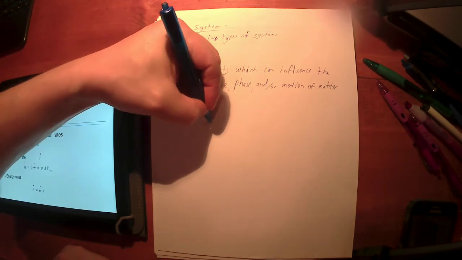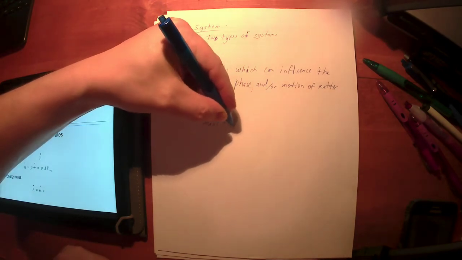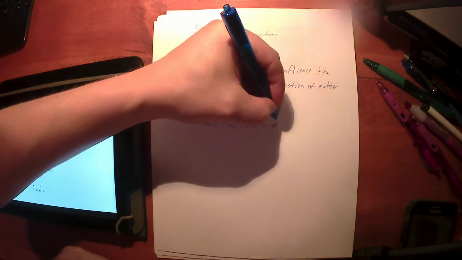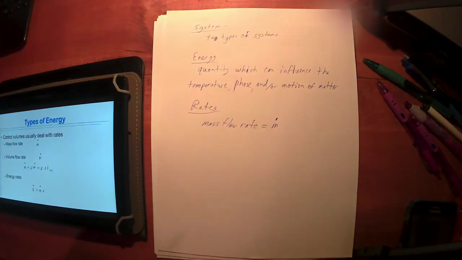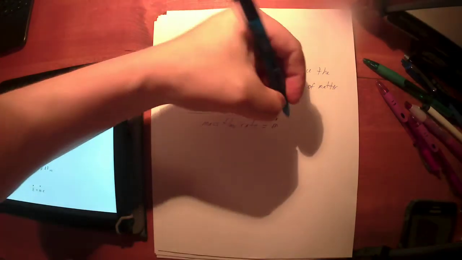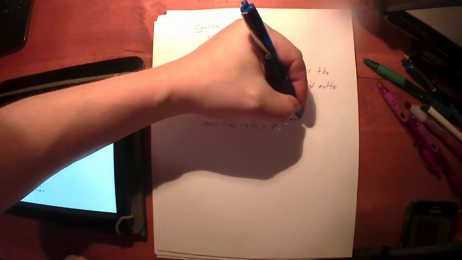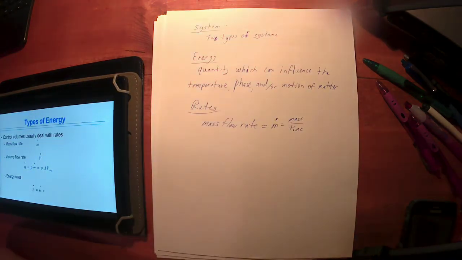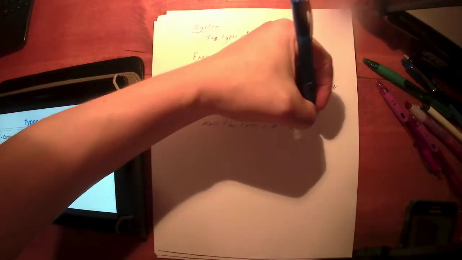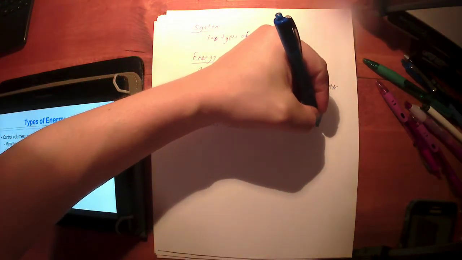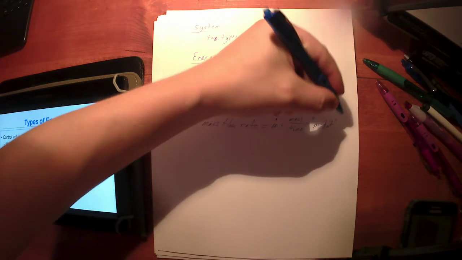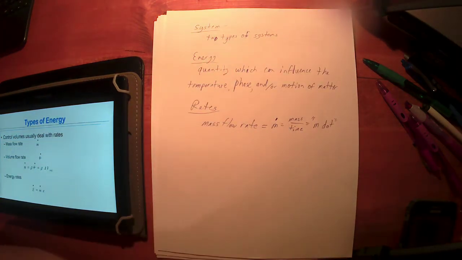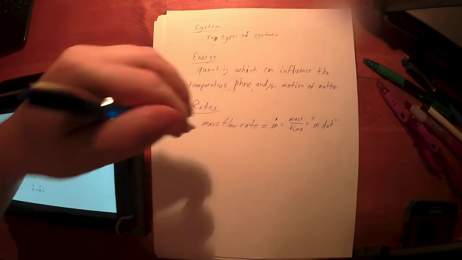So mass flow rate. This is m with a dot above. If I put a dot above a variable, that means that variable is being measured per unit time. It is a rate. So m with a dot above it is mass per unit time. This is read as "m dot." That's how we'll say it. It refers to the mass flow rate, or the mass per unit time.